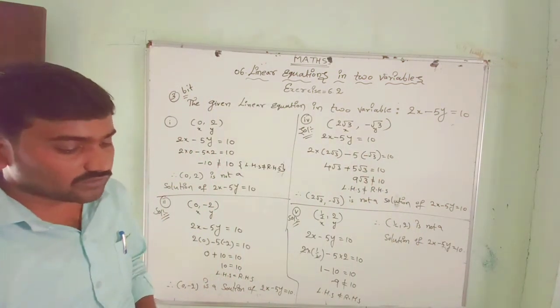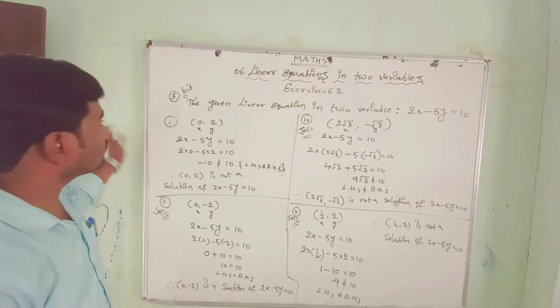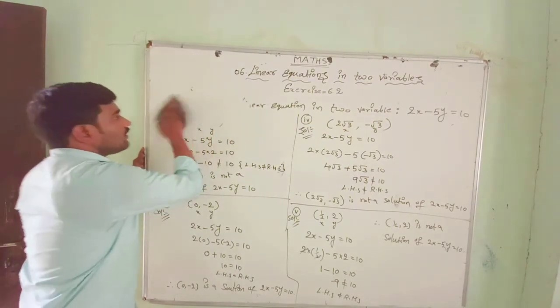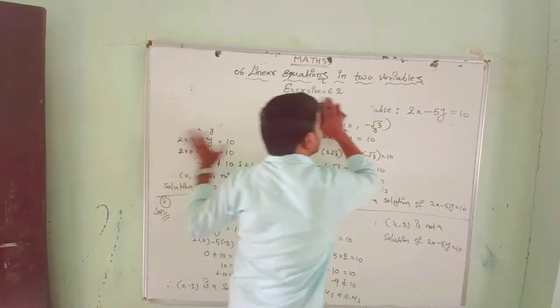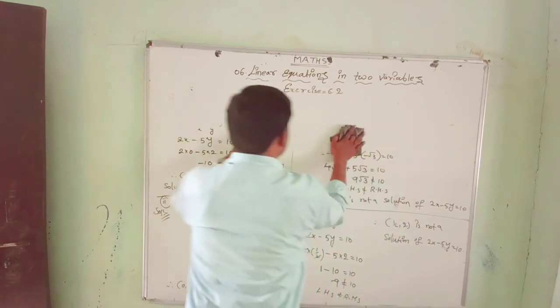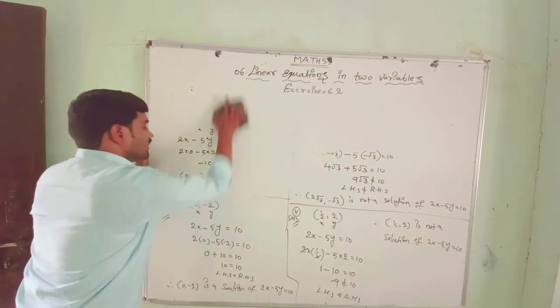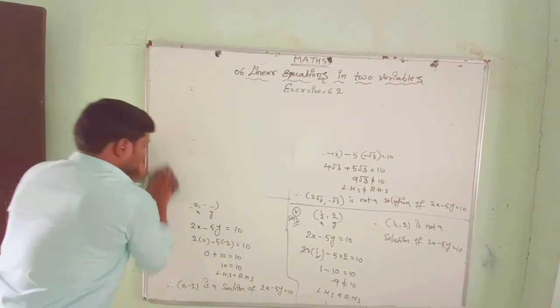Okay, we have also completed the third bit. Then we go for the fourth bit and fifth bit questions also. Slowly we will complete the exercise.